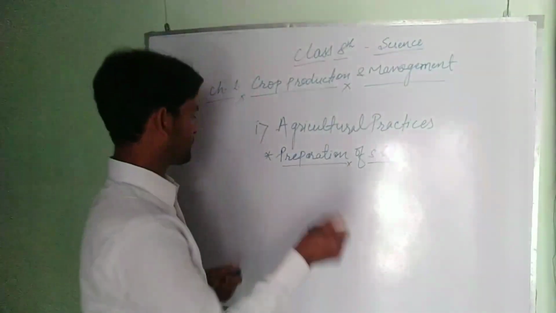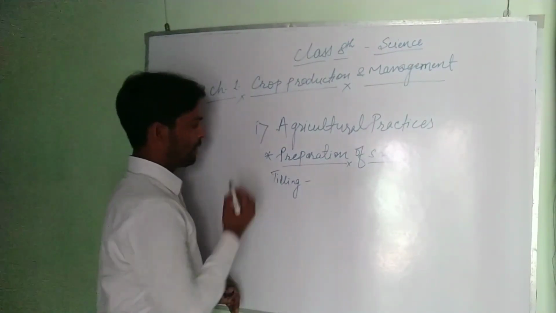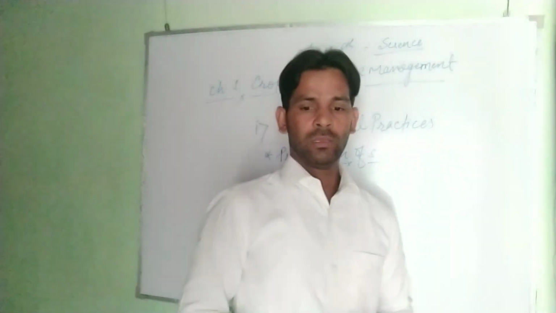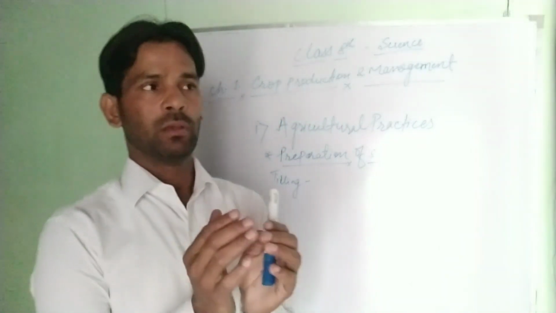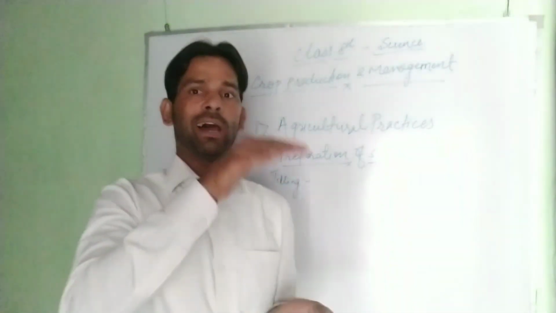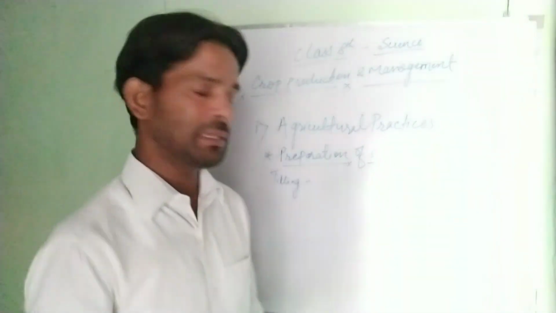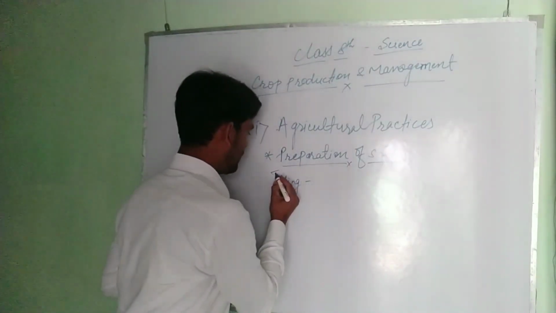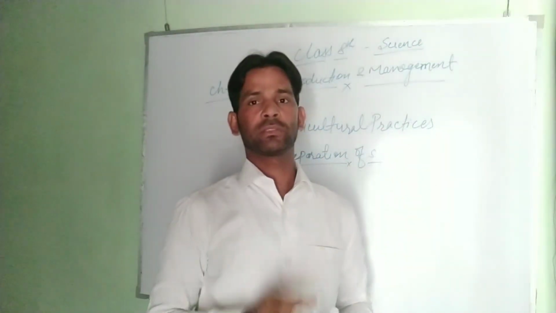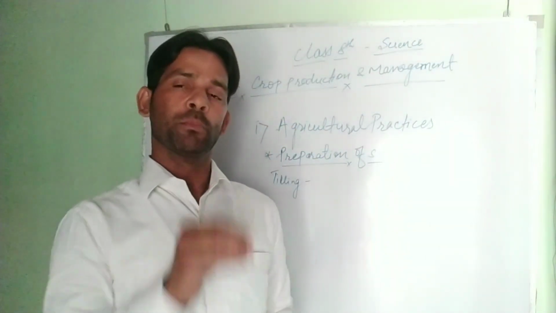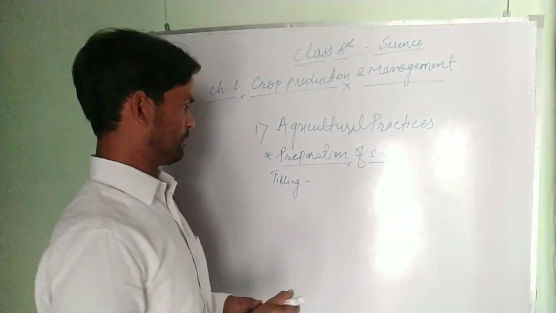What is tilling? Tilling is what? The soil may be in different larger chunks, so it has to be broken down into smaller pieces. This process is called tilling. That means the soil is broken down into smaller pieces. The process by which the soil is broken down into smaller pieces is called tilling.